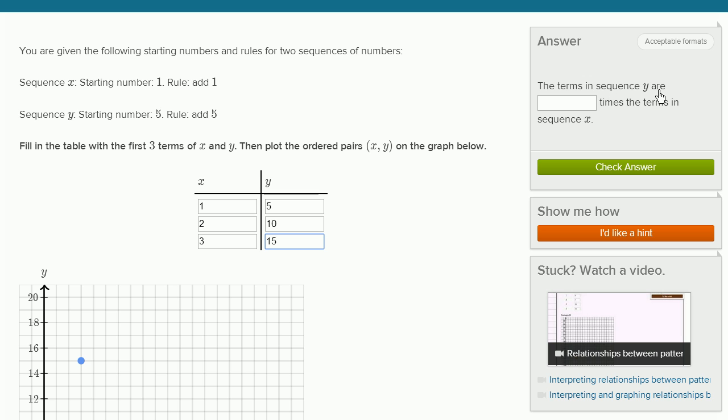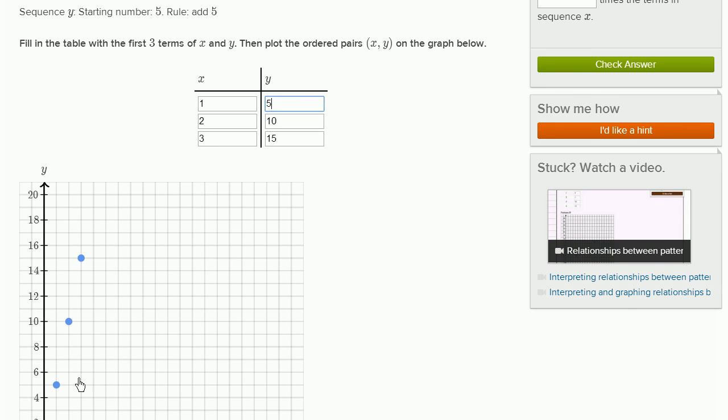The terms in sequence y are blank times the terms in sequence x. So you immediately see this term, 5 is 5 times 1, 10 is 5 times 2, 15 is 5 times 3, and it makes sense. You started 5 times higher, and here you added 1 each time, and we see that visually right over here. We add 1 each time, while here we add 5 times as much each time. We add 5 each time.